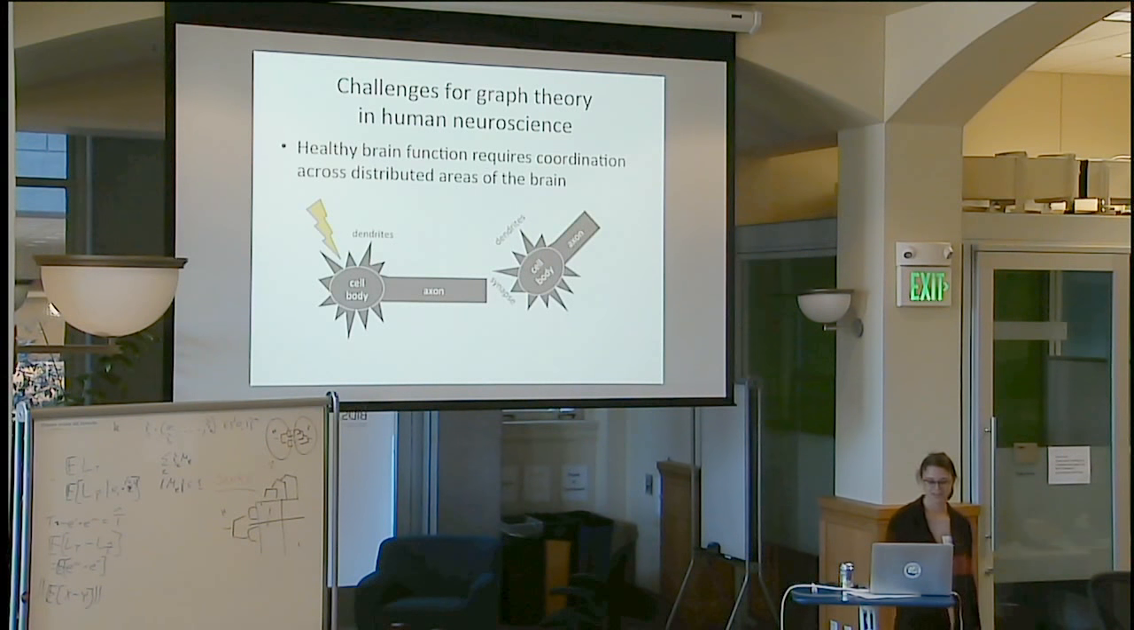So as I've mentioned, healthy brain function requires coordination across distributed areas of the brain. And so what might come to mind are two neurons that are directly connected and coordinate electrical impulses through a synapse.